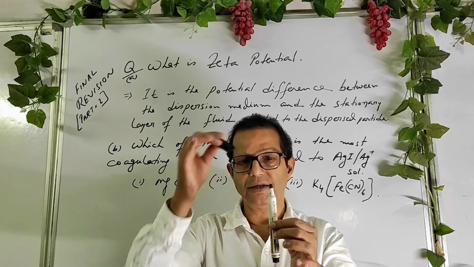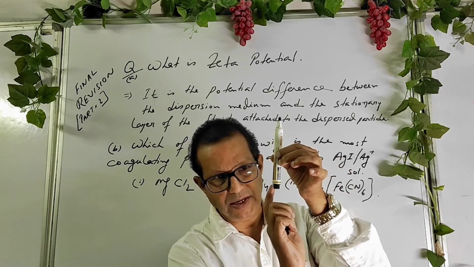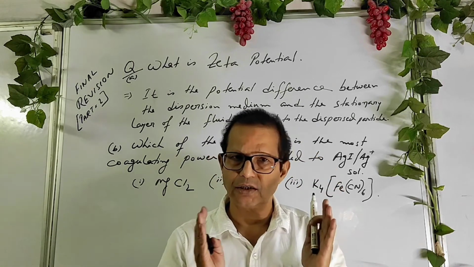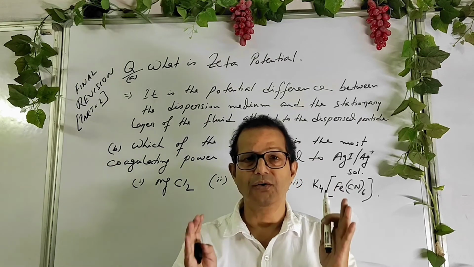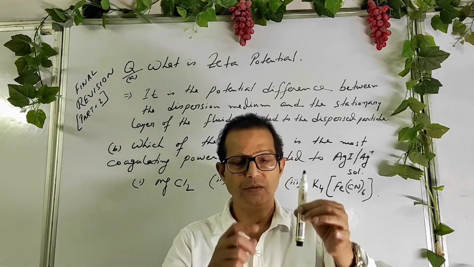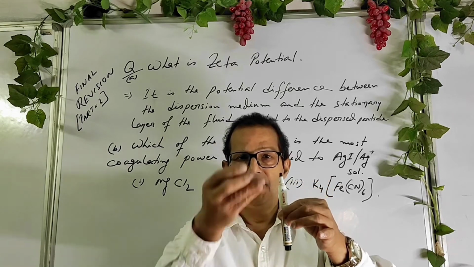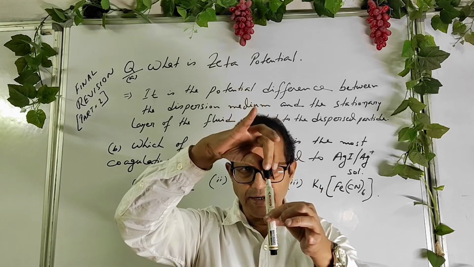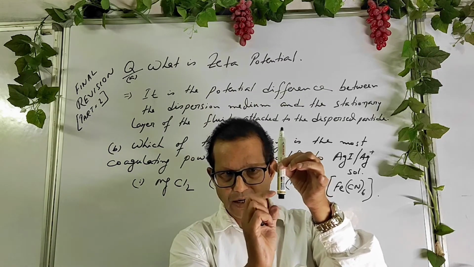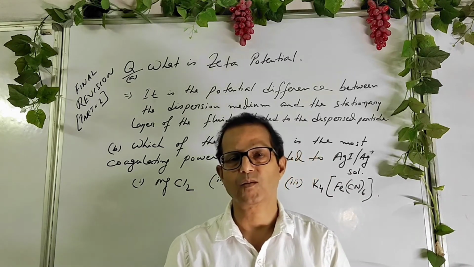Excess of electrolyte, then you see after some time a precipitation takes place at the bottom of the test tube. This phenomenon is called coagulation or flocculation. So what is coagulation? Coagulation is a process when excess of electrolyte is added to the colloidal solution, the colloidal particles undergo precipitation. This is called coagulation or flocculation.